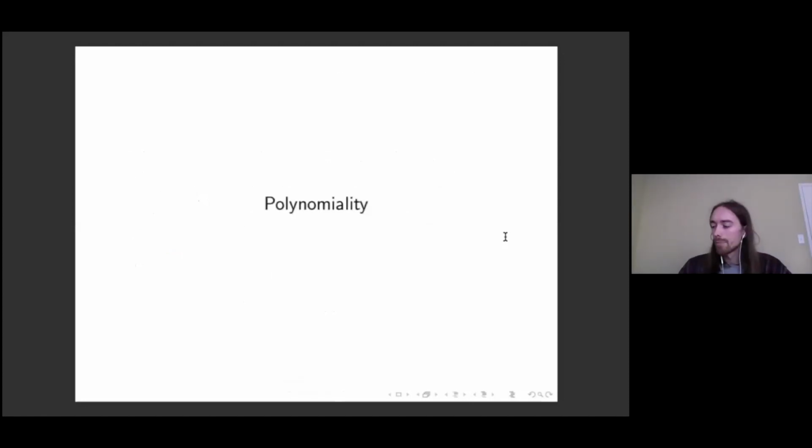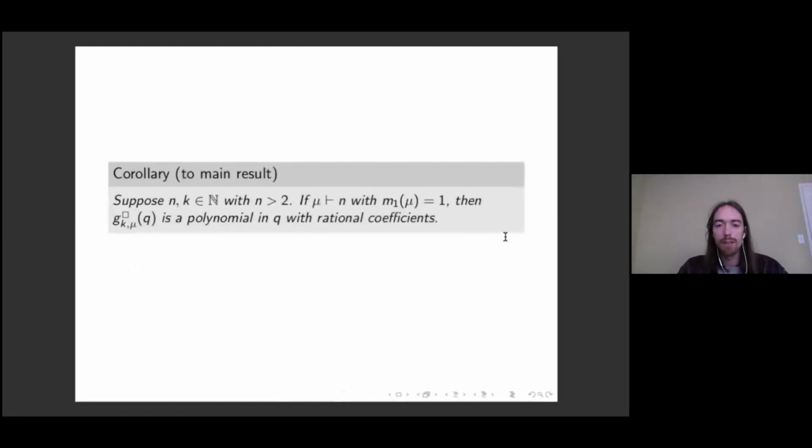Okay, next section is on polynomiality. This is the last section before the finale with open problems. And it starts off with a freebie here. If we look back at that main result, it's a polynomial in q with rational coefficients. So again, that main result is assuming that the multiplicity of 1 in the partition mu is equal to 1 on the nose. And the reason we get a polynomial is that it starts out as a rational function and it's a counting function, so we get integer numbers infinitely many times.